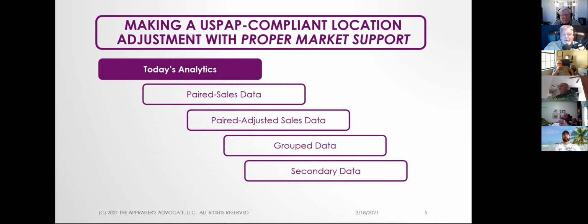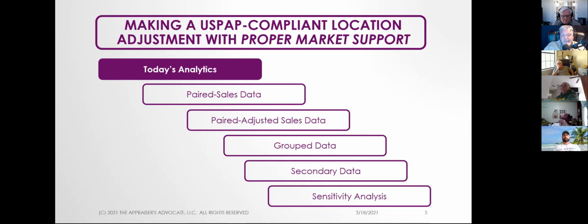We're going to look at secondary data. Now, secondary data is data that somebody else comes up with. You don't. Somebody else comes up with it. And then the biggest question is, is it market specific enough to use? And that's a scope of work decision that the appraiser has to make. And then we're going to talk about sensitivity analysis.